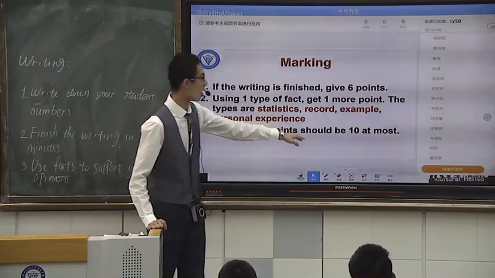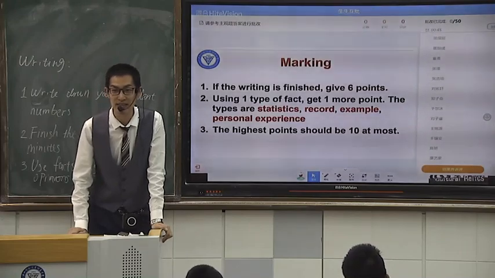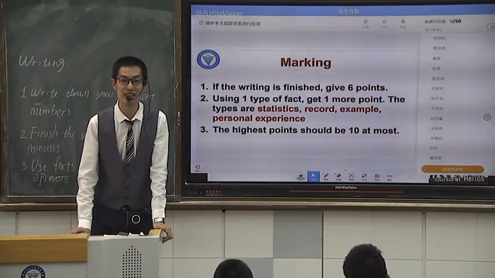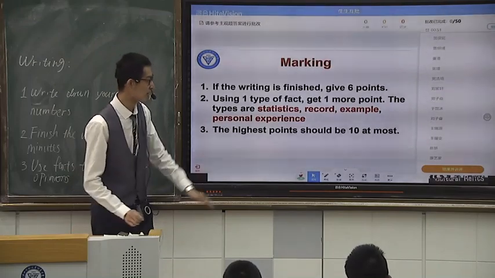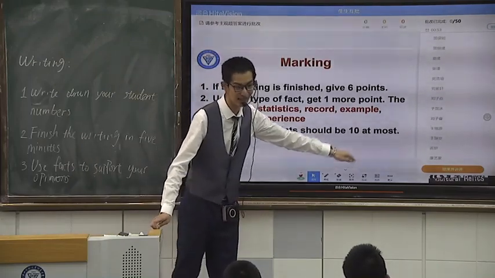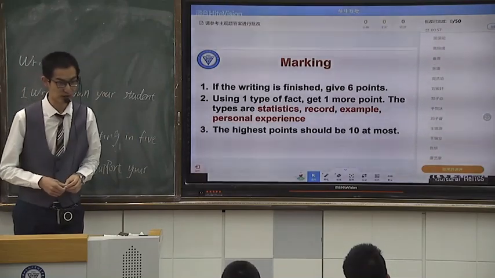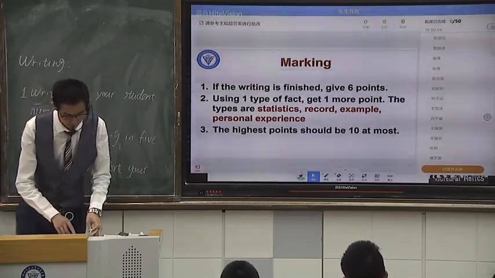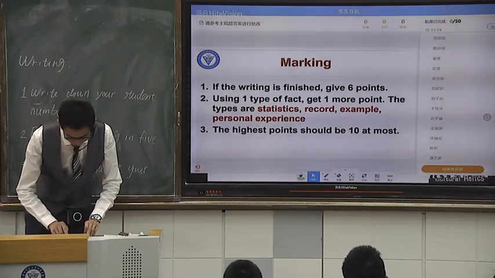So the full mark, the top mark, tell me how many? 10, yes. You can't give 11 or 12, even if it's a very excellent work. The top mark is 10, okay? Now, please mark the writing for your desk, for your classmates. For this part, I give you 2 minutes. 2 minutes marking.